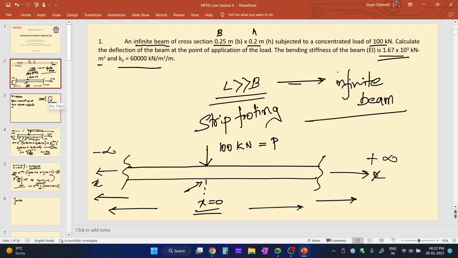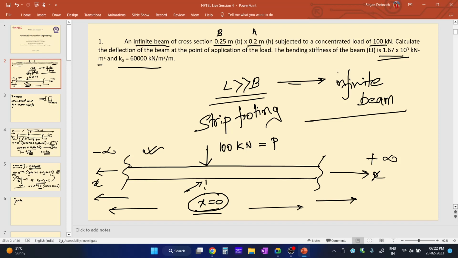So what is happening is that, see, this is the beam, and the load is acting over here. This is the reference point x equal to 0. You will get all the information in the lectures. I am just briefing. I have not started the problem yet.